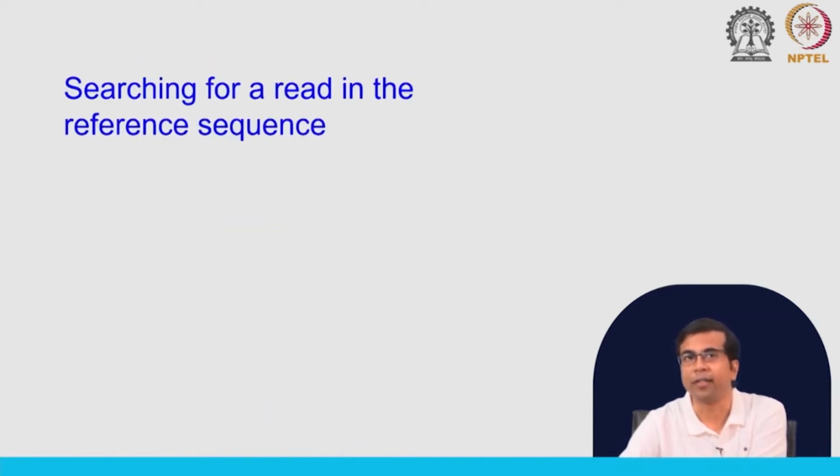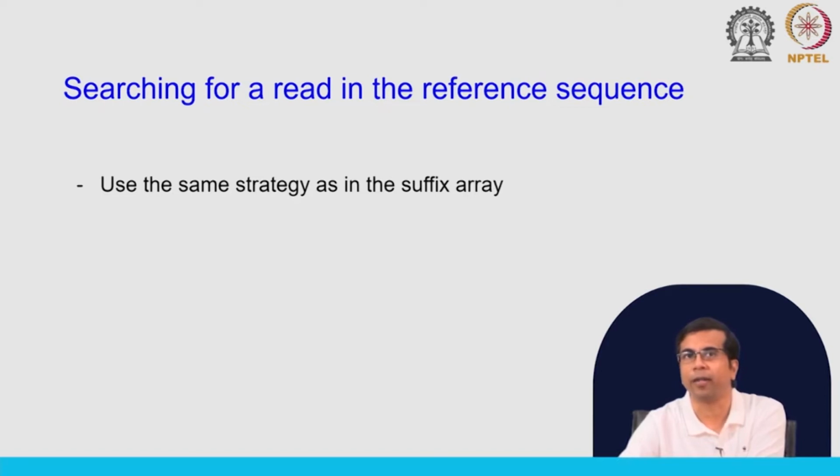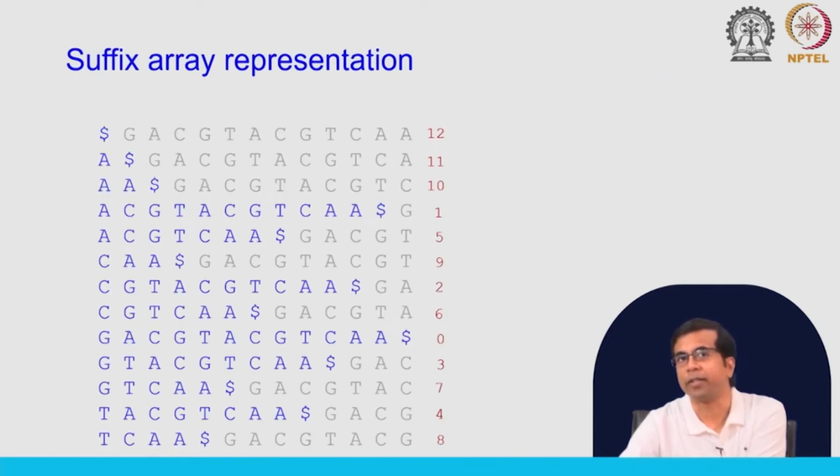So, the answer is actually no. If you are looking for a read sequence using this suffix array method, you cannot use the same strategy as in the suffix array, right. Why is that so? Because suffix array representation requires storing the whole matrix, right, or at least up to the dollar sign.